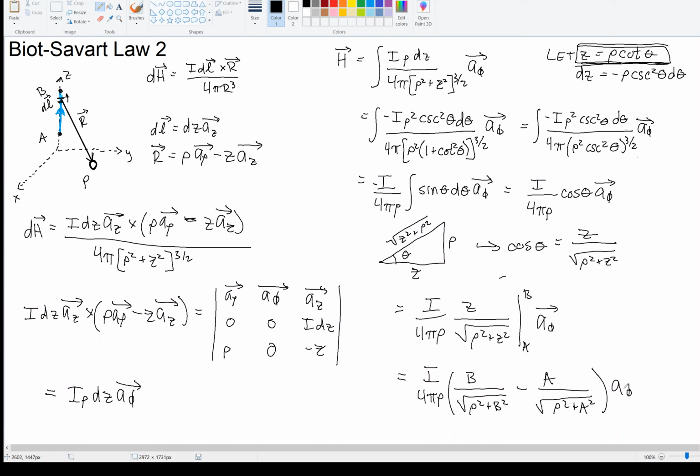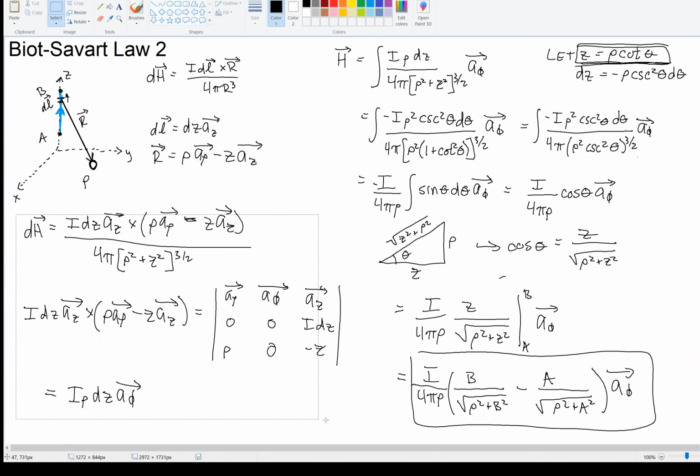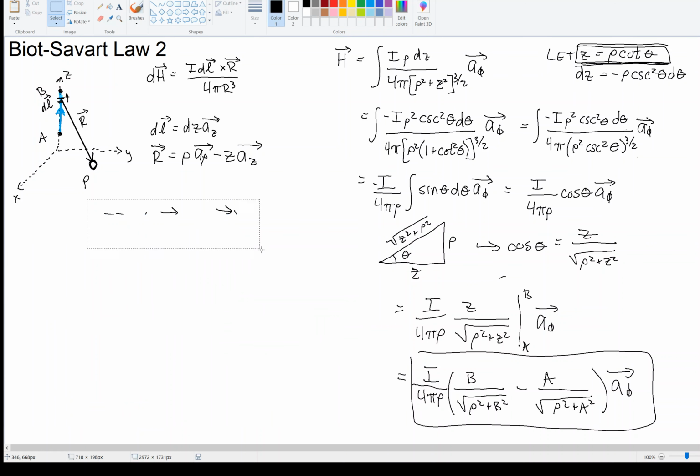And I get this. So that's my result. That is the magnetic field at any point away from the wire. You tell me B, you tell me A, you tell me rho, and then I can tell you what the magnetic field is. Now, I want to point out the direction of the magnetic field, because again, the direction is probably the trickiest part. Notice that our answer is in the phi direction.